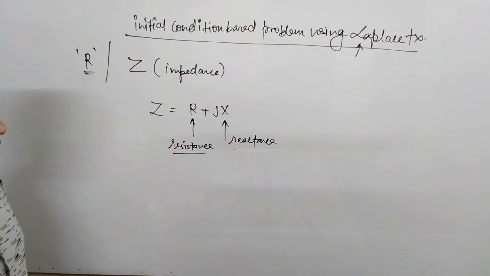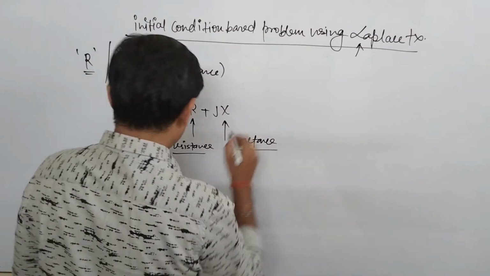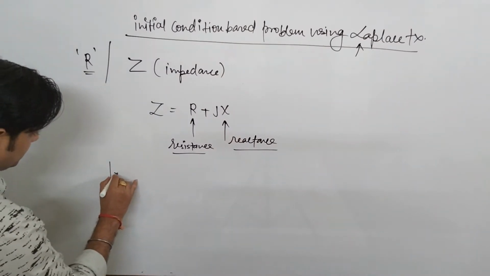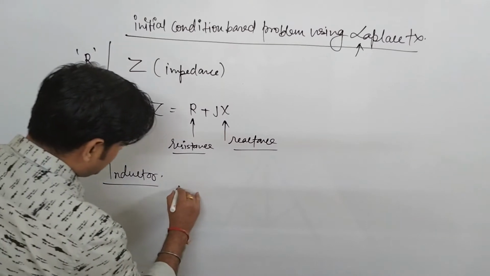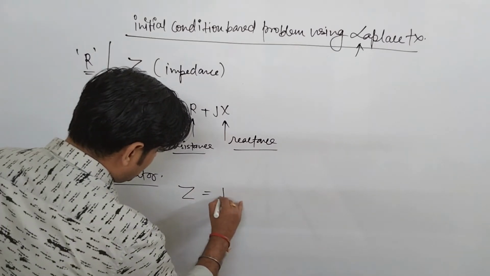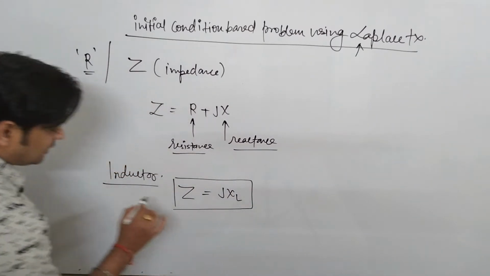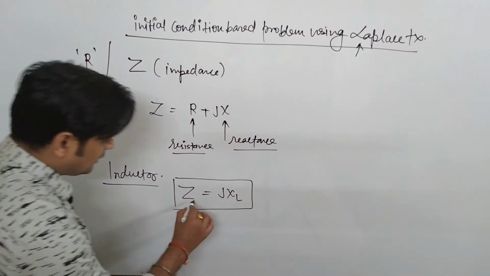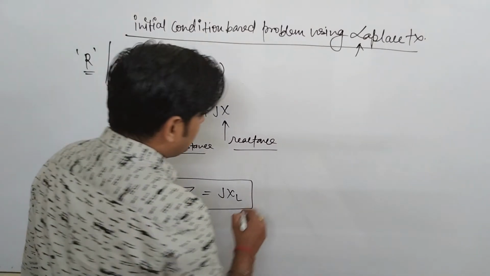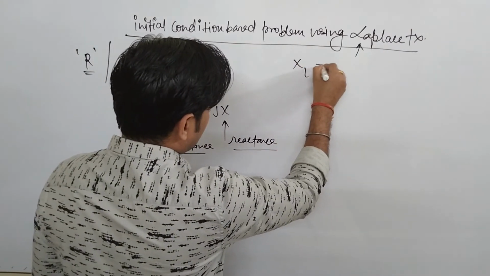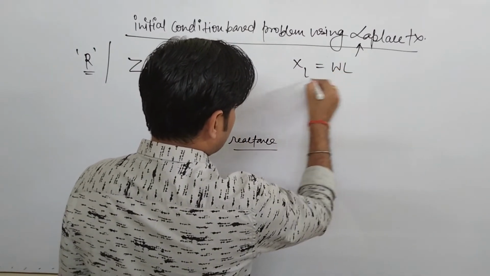In case of an inductor and capacitor, if we talk about the inductor, this Z is basically given by jXL. Very important, it is given by jXL, and we call it the inductive reactance ZL. And the value of XL is what? The value of XL is omega L.